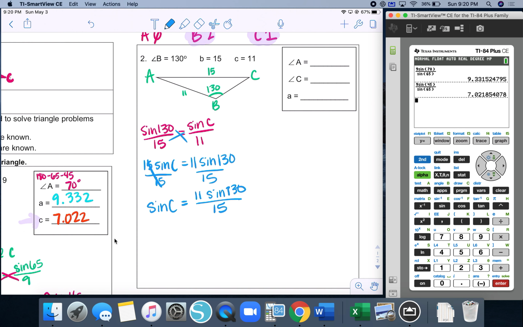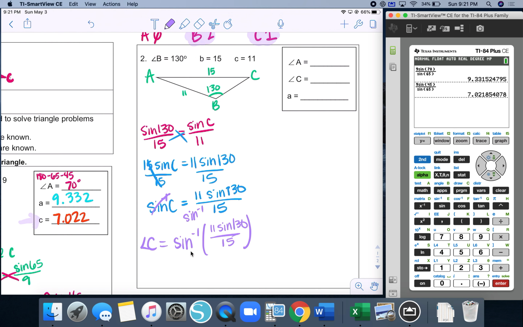Now we've talked about before, anytime you are solving for an angle and you are using the calculator, you will have to do the inverse. So I would have to take the inverse of both sides. So angle C is going to equal the inverse sine of all of this. And now you might be looking at this going, oh crap, I do remember this. But it's not that bad to put into the calculator.